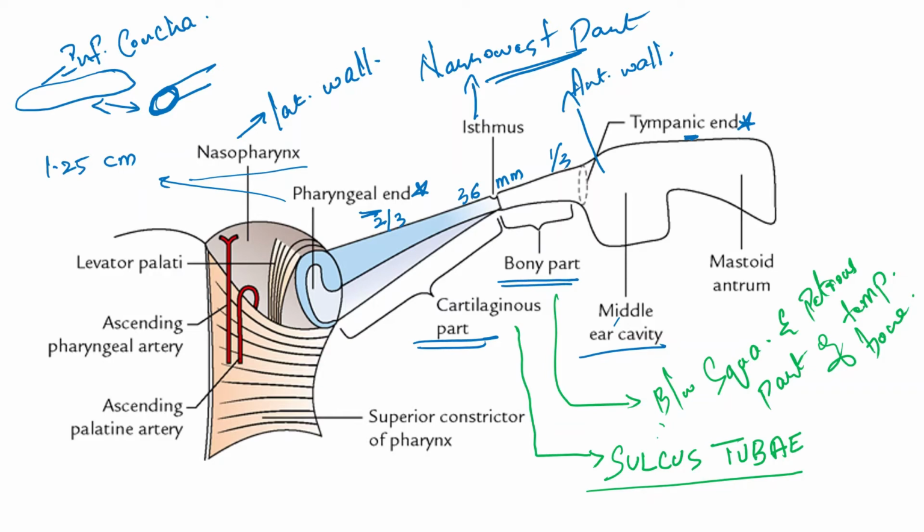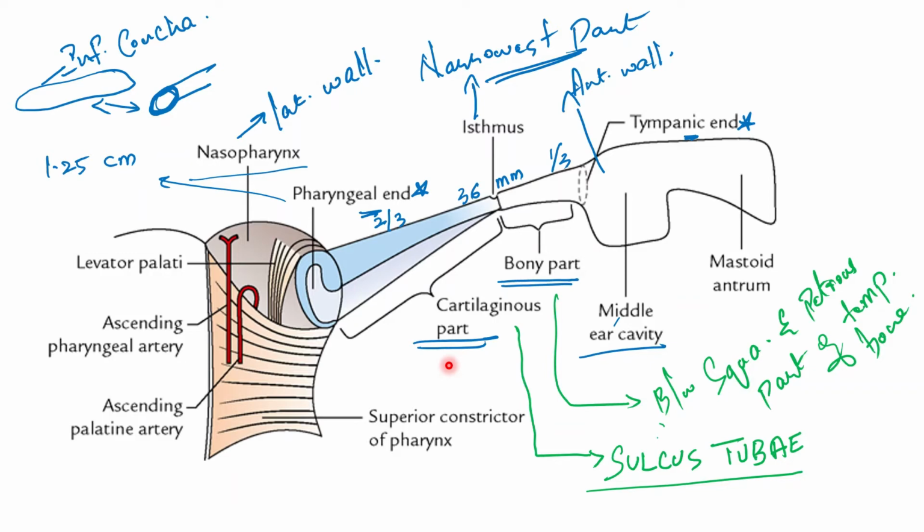The sulcus tubae lodges the cartilaginous part of the auditory tube, and this sulcus tubae is present between the greater wing of the sphenoid and the petrous part of the temporal bone. So this is about the location of the bony part and the cartilaginous part of the auditory tube.